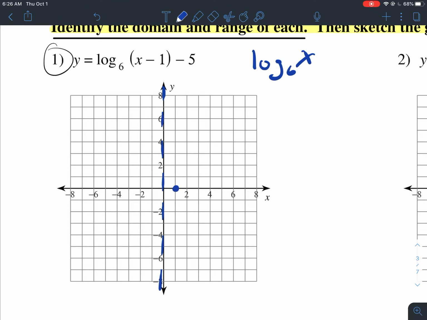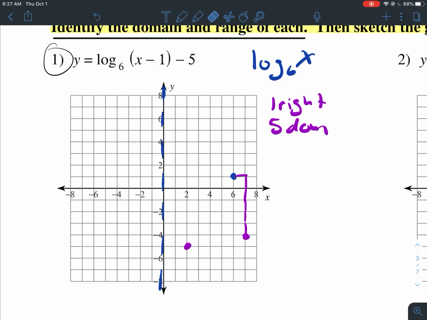So now we know that all logarithmic graphs go through that (1, 0) before the transformation, right? And this one is base 6, so it would be (6, 1). Now we need to go through and transform these points. So this 1, the one that's inside with the x, does the opposite. So if it's a -1, we're actually going to go up +1. So we're going to go 1 to the right and 5 down. So I'm going to go 1 to the right, 1, 2, 3, 4, 5 down.